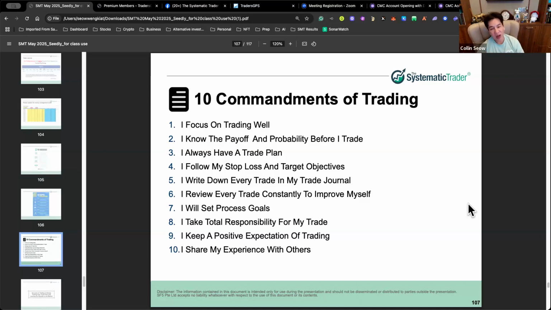Number 2, payoff ratio and probability. Know when you enter a trade, where is your potential profit? What is your potential risk before you enter a trade? Number 3, have a trade plan. That means when you enter already, what is your trade plan? Do not enter a stock without a trade plan. Yes, if you heard what I say.